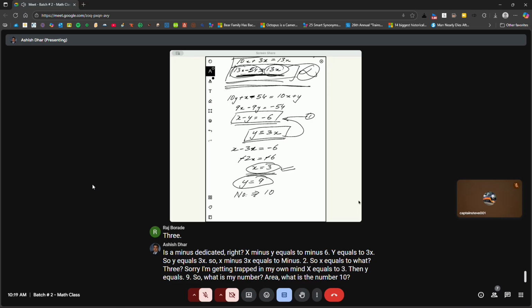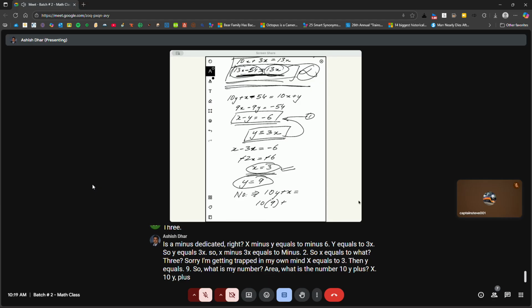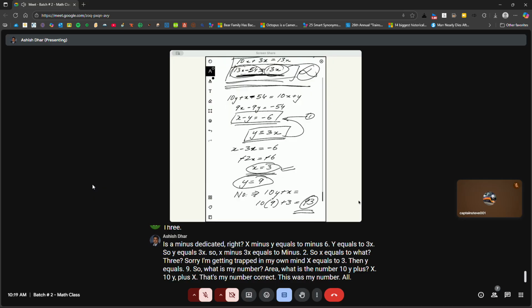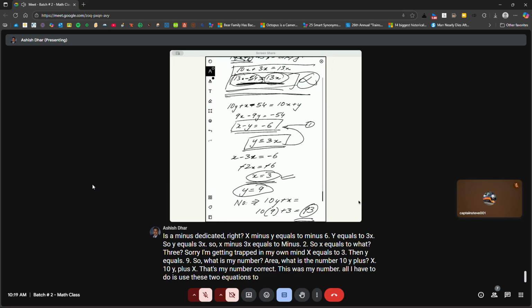So what is my number? Arya, what is the number? 10y plus x. That's my number, correct? This was my number. All I have to do is use these two equations to solve it. Yash, what did you do wrong?